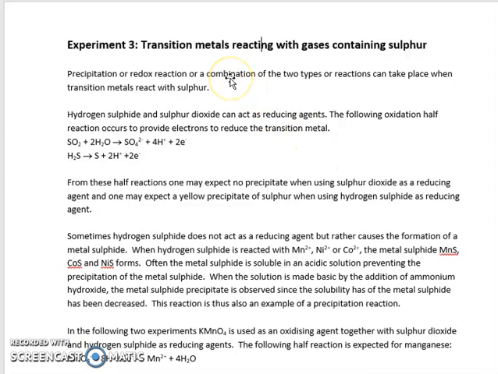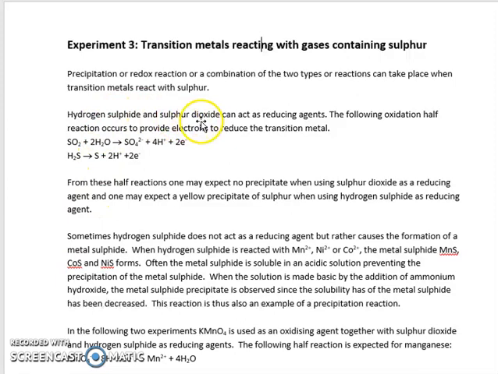Then we still have a combination of the two. That means this reaction is classified as both precipitation and redox, which means in this particular reaction you will see a change of oxidation states as well as some solids, some precipitates, forming.